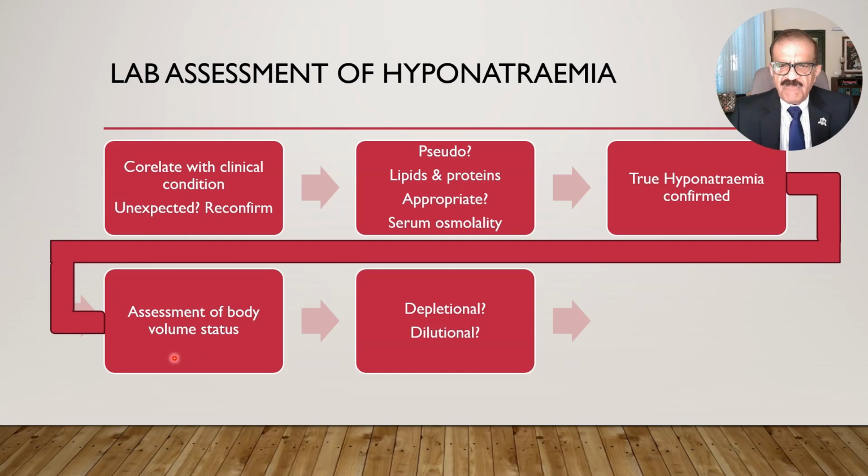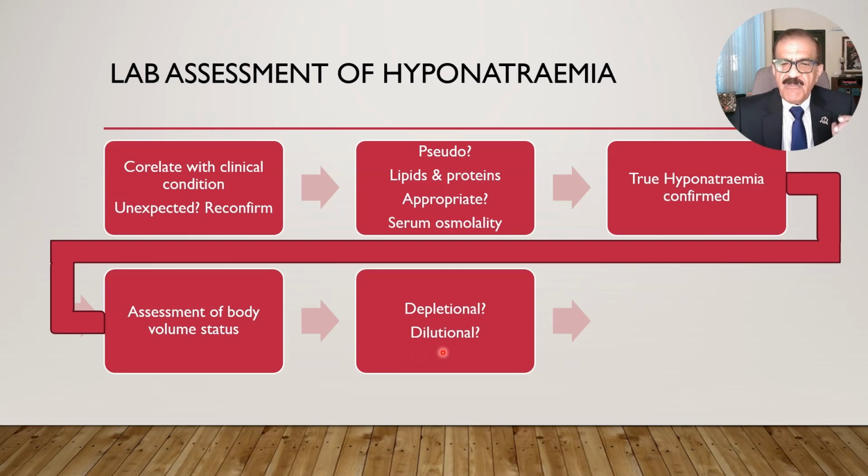Now, on the basis of this, we determine if there is depletional hyponatremia or dilutional hyponatremia. What is meant by depletional? That means the body is actually depleted of sodium. This occurs when there is loss of sodium and water, but there is no replacement of sodium and water. So the total body sodium is actually low. So serum sodium is low, serum osmolality is low, and total body sodium is low. There is no way to measure total body sodium, but we can differentiate. We can determine this condition on the basis of history.